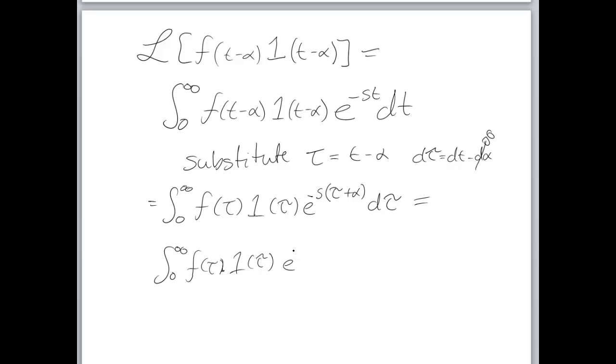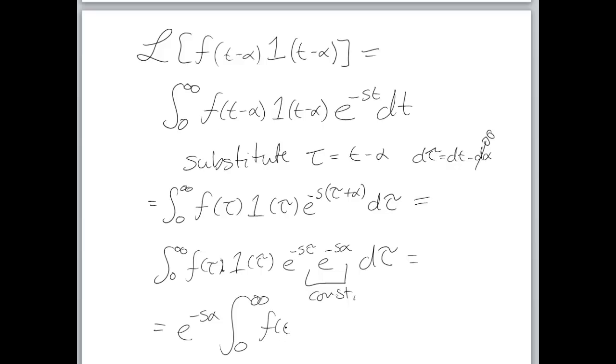Now let's separate this term into its constant and non-constant parts. So we can have an e to the minus s tau times an e to the minus s alpha d tau. And this term is a constant, so we can pull that out in front. So now we have e to the minus s alpha times the integral from 0 to infinity of f of tau. Since 1 of t just equals 1, essentially we're just multiplying by 1 during the range that we're going to be integrating. We can remove that term.